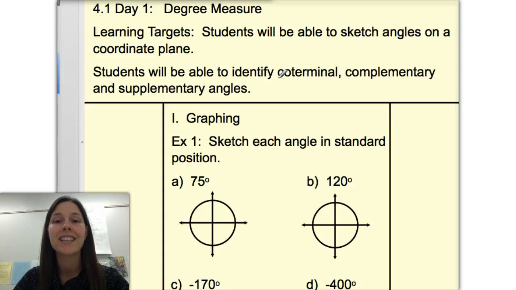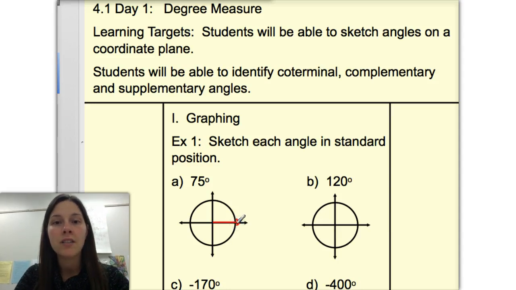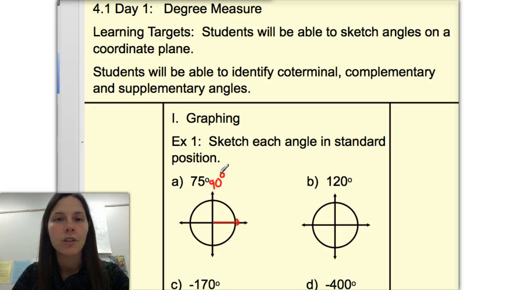All right, so sketching an angle in standard position. Our first angle that we're sketching is 75 degrees. So we're starting with the initial ray along the x-axis. And then because the angle measure is positive, we will rotate in a counterclockwise direction, remembering that that quarter turn would be 90 degrees. Up here, we're just going to give it an approximate sketch. We're not going to pull out a protractor and figure out exactly where it lies.